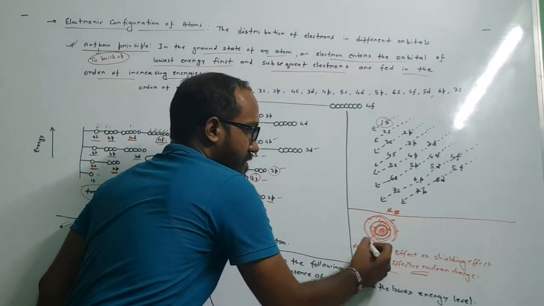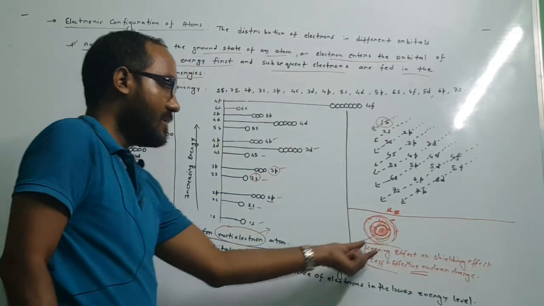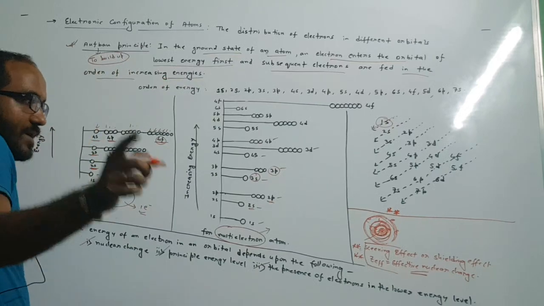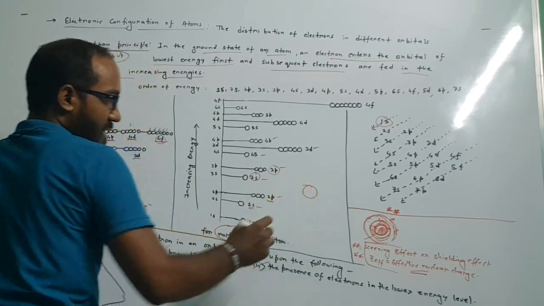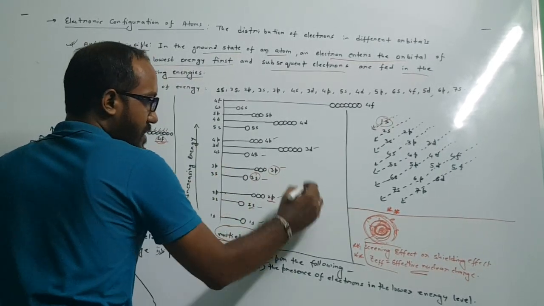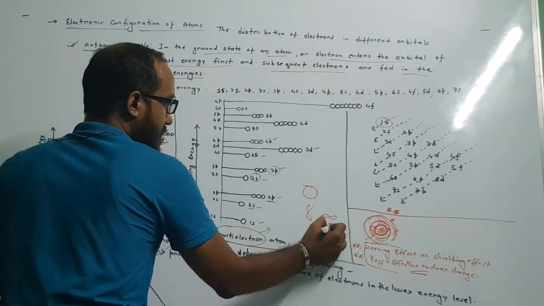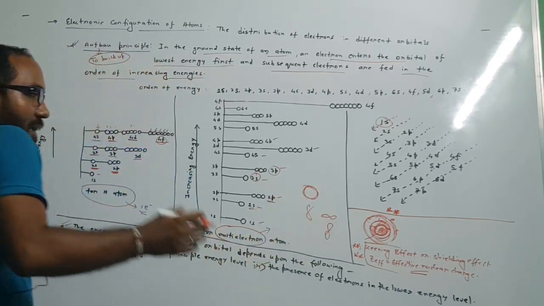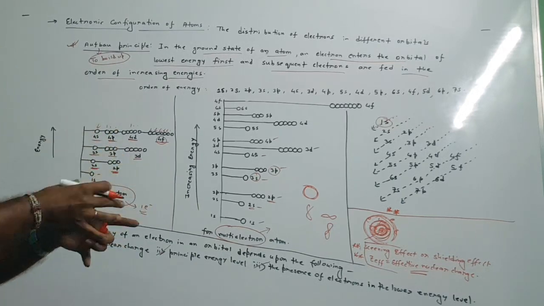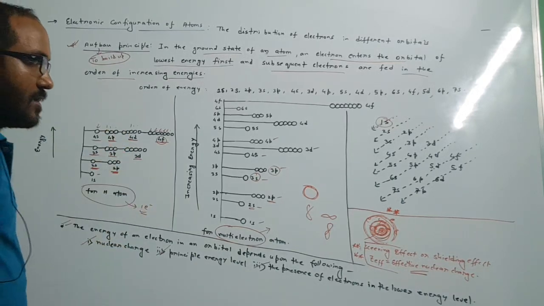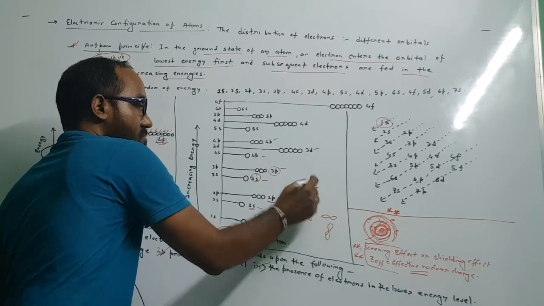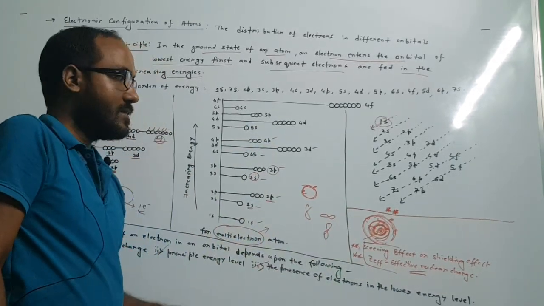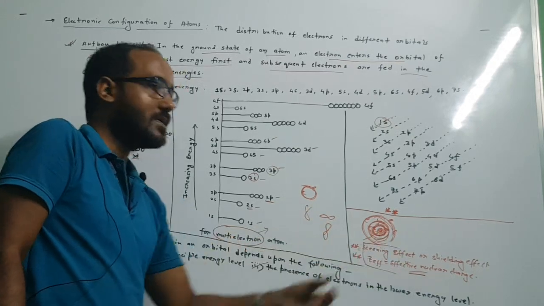I am again repeating, please remember these two effects. These two effects are extremely important. If you remember the shapes, the 1s orbital is spherical, and the p orbital is px, py, pz. So that means 1s orbital and 2s orbital lie closer to the nucleus. That's why these electrons will reduce the effective nuclear charge. This effect is known as screening effect.